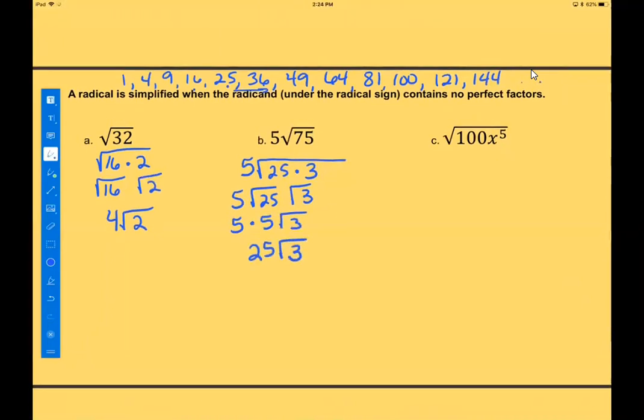Our third example here, we're going to split into the square root of 100 and the square root of x to the 5th. Now 100 is a perfect square, right? It's going to give us 10. Now when we think about our exponent here, 5 is not a multiple of 2.